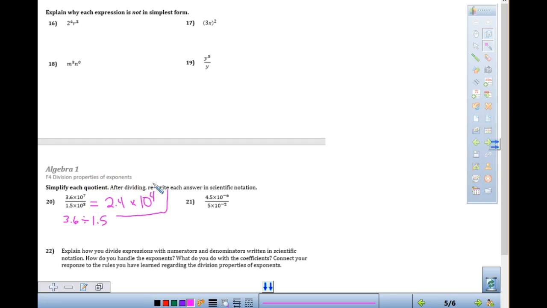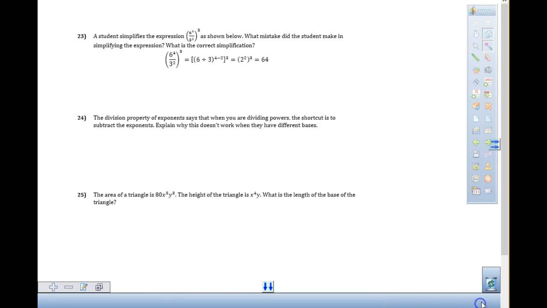I do not believe there are any problems with scientific notation on the quiz tomorrow. There might be on the test, but there's not on the quiz. Okay? So don't get too stressed out about those as you're working with those.